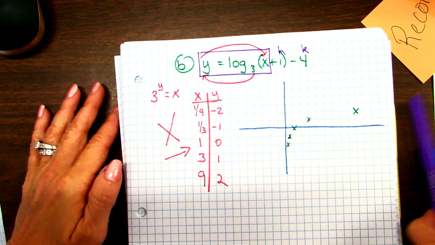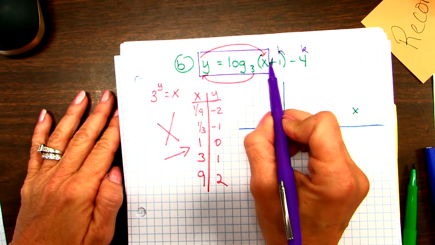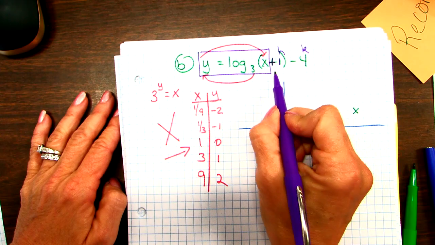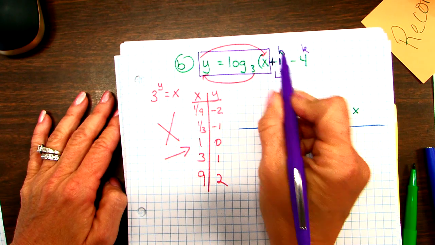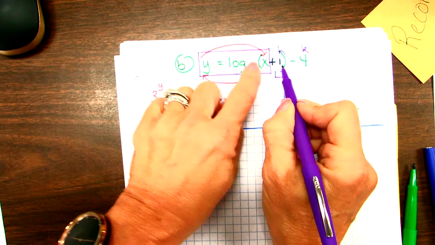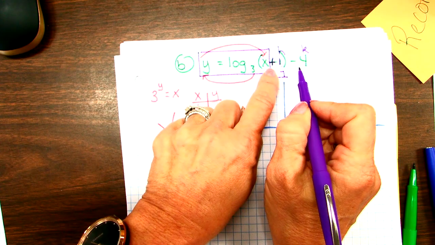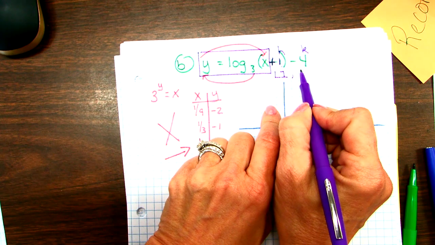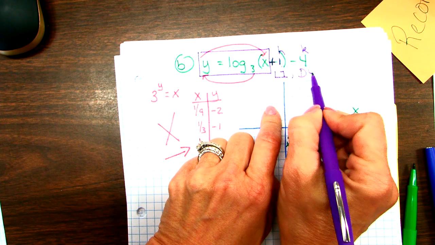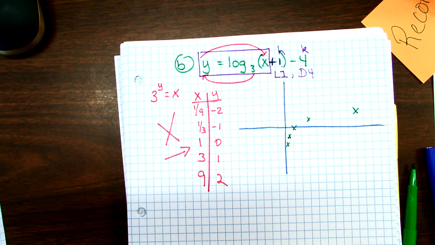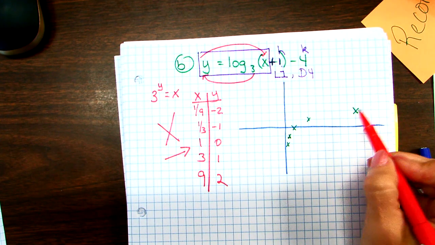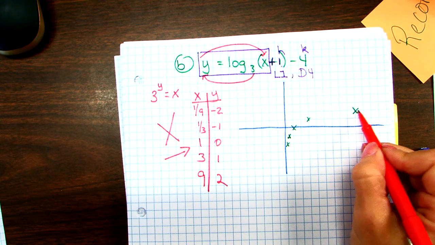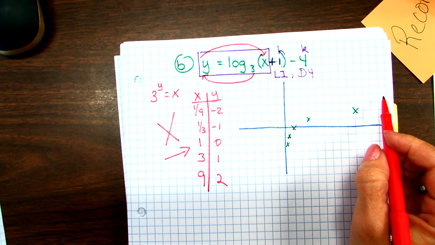I'm going to move all my points what direction? What does the +1 do to all my points? Left 1, right? It's always opposite in the parentheses. Left is positive, negative is right. What is -4? Down. Down 4. So I'm literally just going to take each of these points and go right 1, down 4, right 1, down 4, okay? Now, we have a new asymptote.